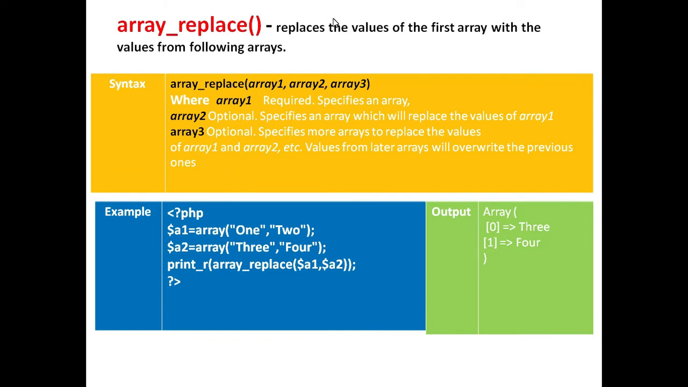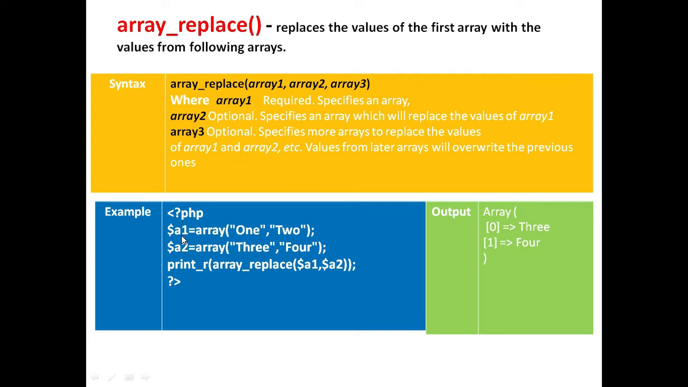Next is array replace. This function replaces the values of the first array with the values from the following arrays. General syntax is array replace, array 1, array 2 and array 3, where array 1 specifies the name of the array, array 2 specifies an array which will replace the values of array 1, and array 3 specifies more arrays to replace the values of array 1 and array 2.